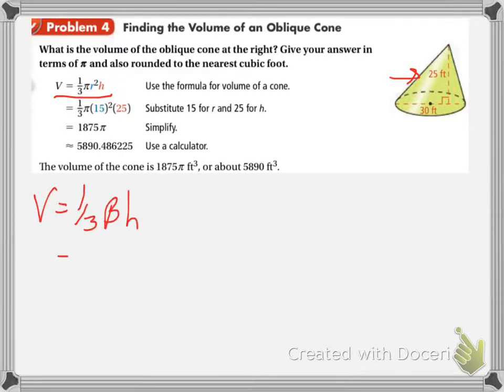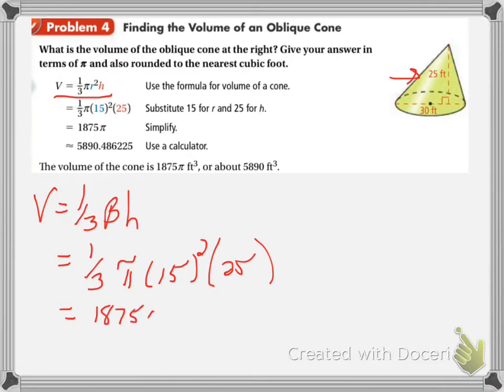Well, base is a circle, so area of the base is pi r squared, so 1/3 pi. What's my radius? Well, my diameter is 30, so half of it, 15. Squared times my height, which is 25. Punch that in. That gives me, again, I always do the numbers first, just like they did up top, 1875 pi. It says to the nearest cubic foot, so I'm going to go ahead and multiply that out. Hit the pi button. That's going to give me 5,890 feet. Again, we're talking about volume, so it's feet cubed.